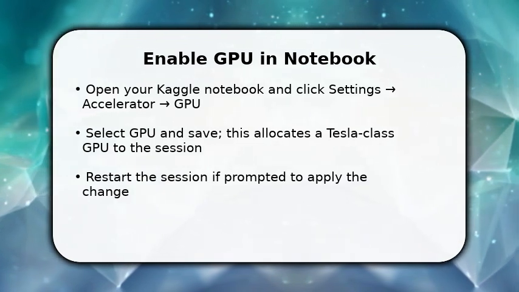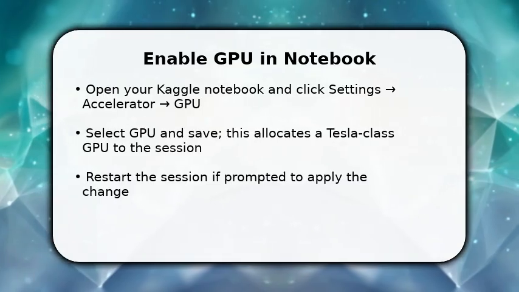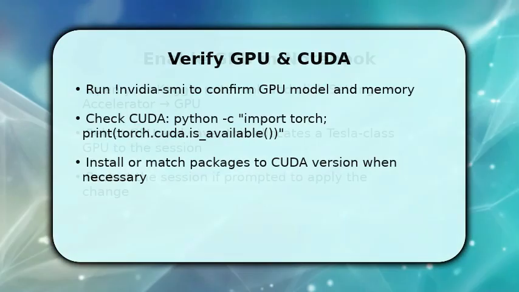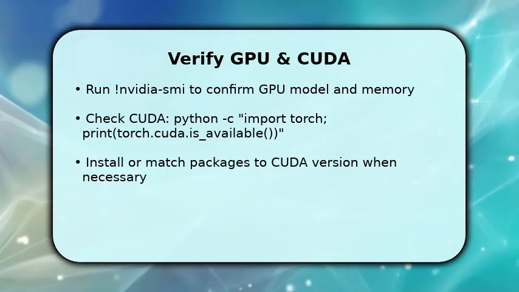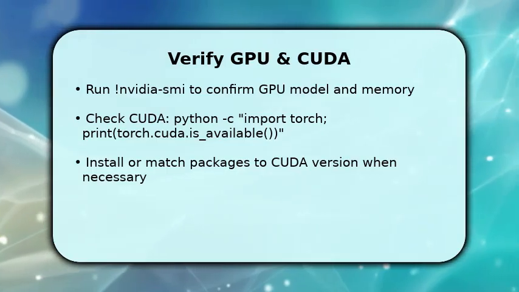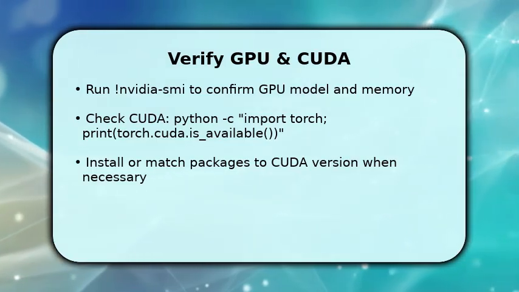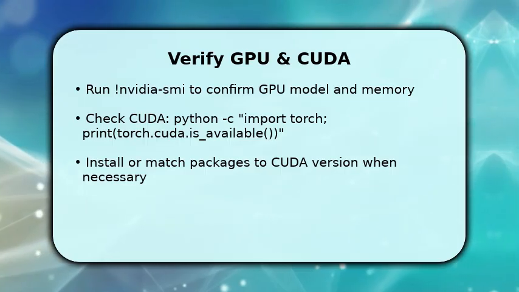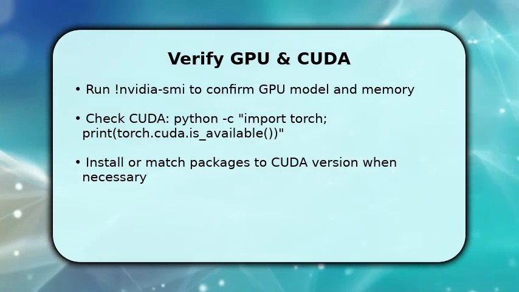Now verify that the GPU is visible. Run nvidia-smi to see the device, memory, and driver. Then in Python, check torch.cuda.is_available() or TensorFlow's tf.test.is_gpu_available() to confirm framework access.